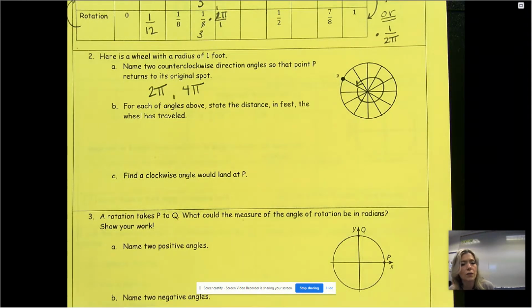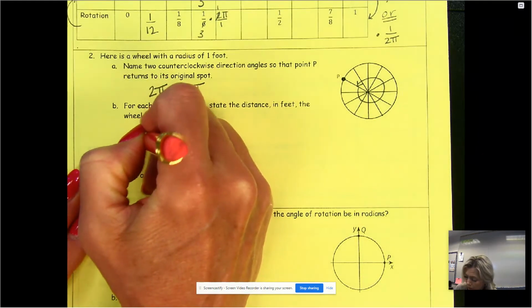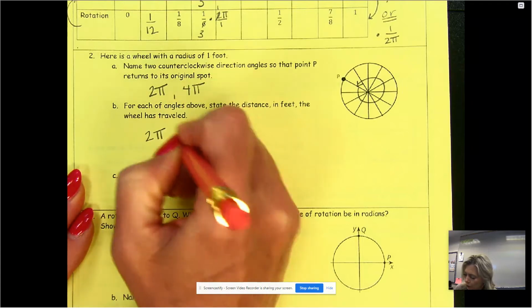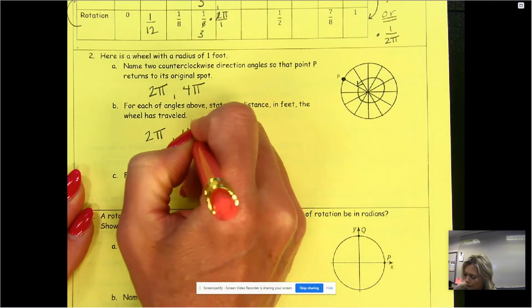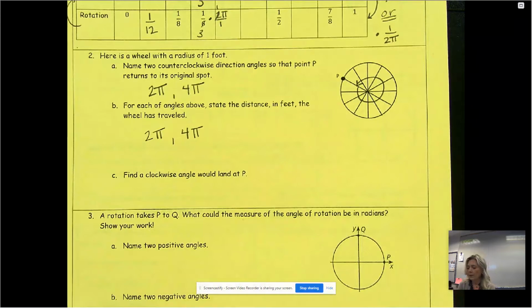For each of those angles, state the distance in feet the wheel has traveled. Well, since the radius is 1, it's just going to be 1 times that. So for the first one, it's a distance of 2 pi, and for 4 pi, it would have traveled a distance of 4 pi.